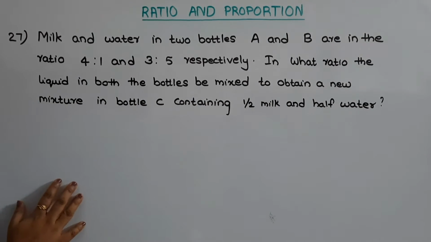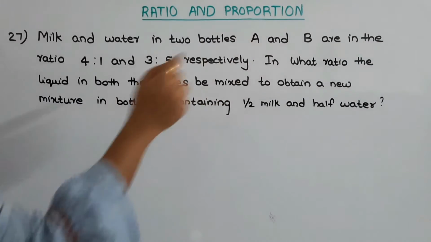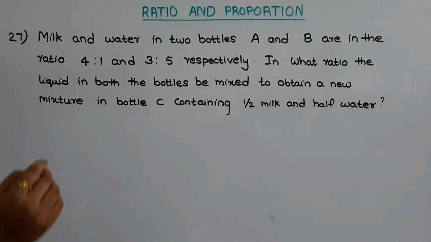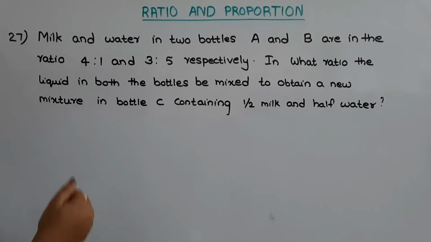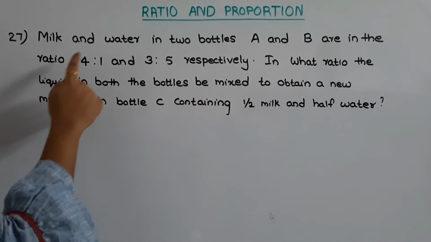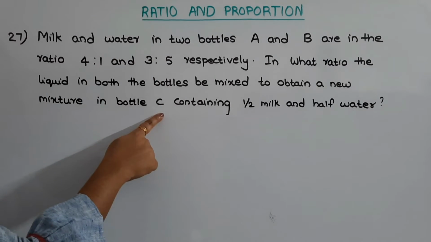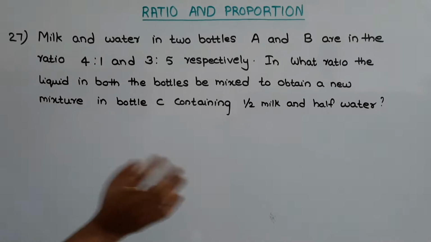So in this question they are telling that there are two bottles A and B in which milk and water is present in the ratio 4:1 and 3:5 respectively. So we need to find out in what ratio the liquid in bottle A and B be mixed such that we get a mixture in another bottle C containing half milk and half water.